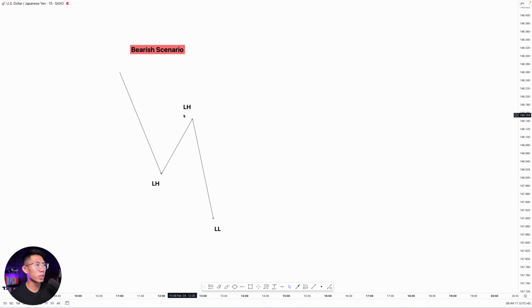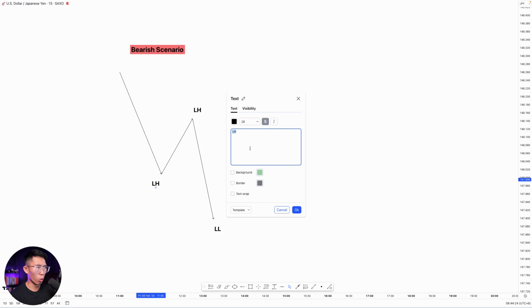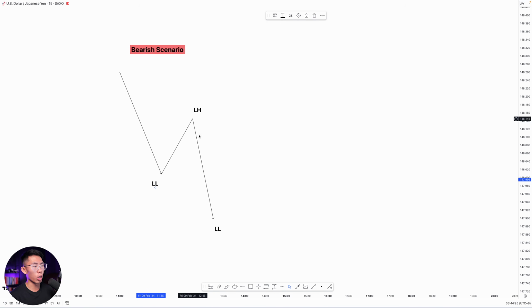Now, if you look at the bearish scenario, it's pretty much the opposite of the bullish scenario. In a downtrend, price is creating lower highs and lower lows. Why is it lower highs here? It's actually lower lows. So price is creating lower highs and lower lows.